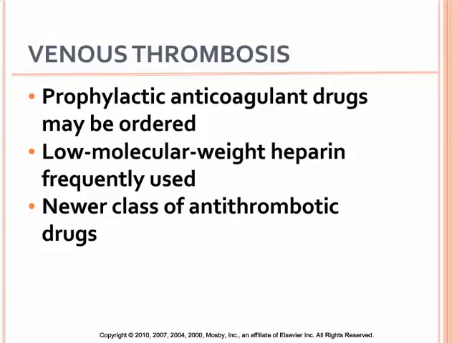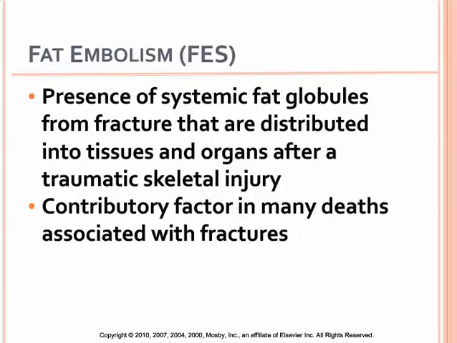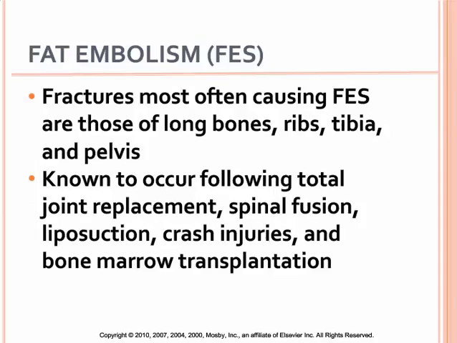Fat embolism is the presence of systemic fat globules from the fracture that are distributed into tissues and organs after a traumatic skeletal injury, and it is a contributory factor in many of the deaths associated with fractures. Fractures most often causing fat embolism are those of the long bones, ribs, tibia, and pelvis. It's known to occur following total joint replacement, spinal fusion, liposuction, crash injuries, and bone marrow transplantation.